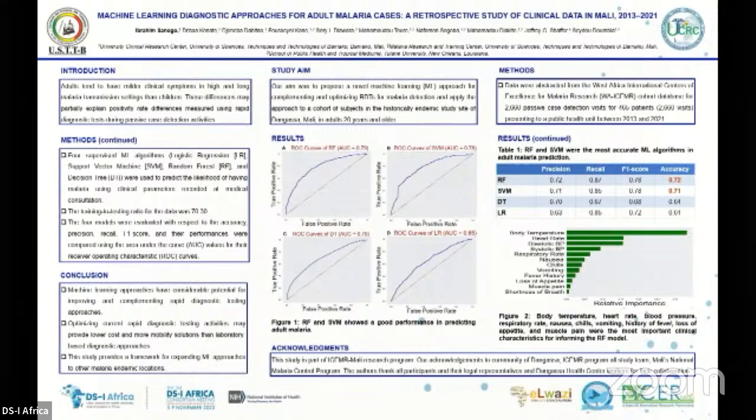The main clinical characteristics for informing our algorithms were body temperature, heart rate, density, and so on, as you can see in Figure 2.